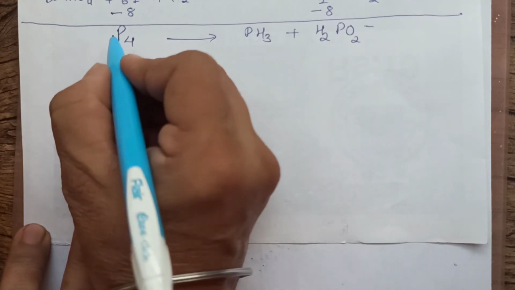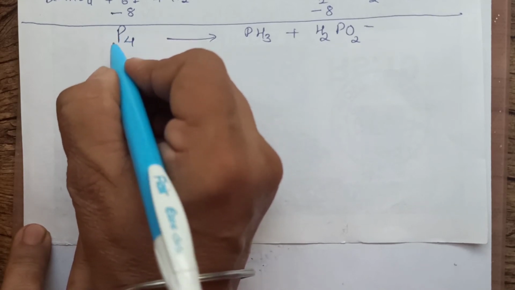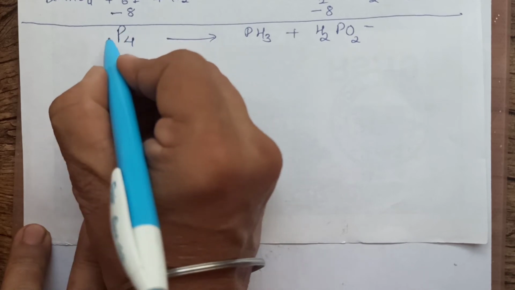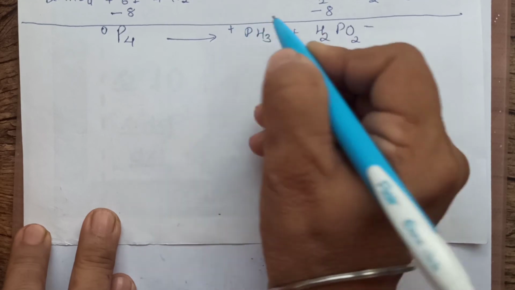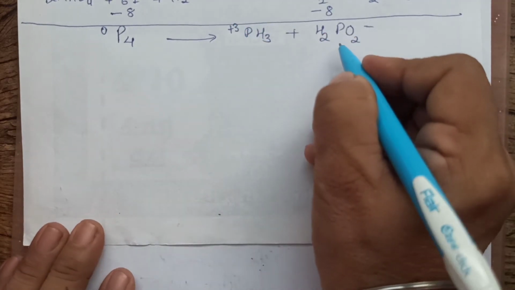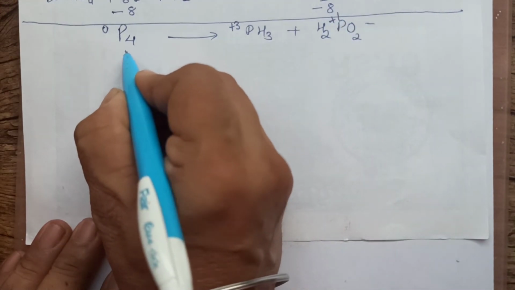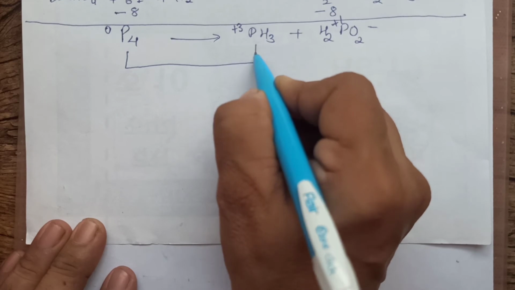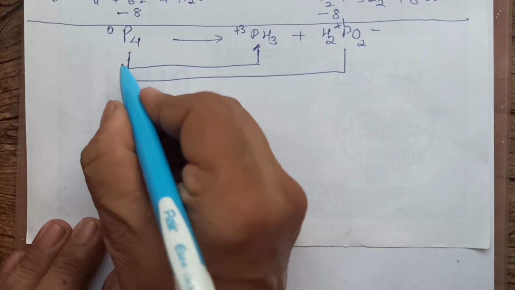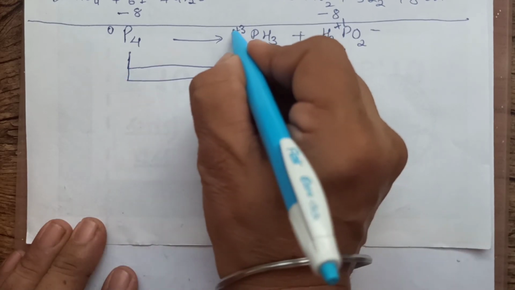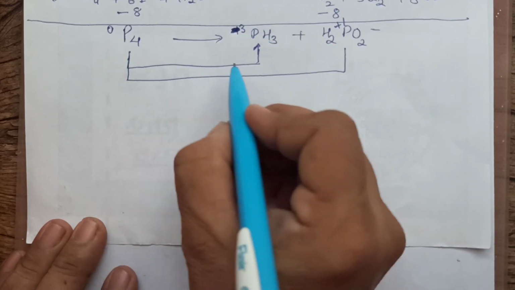Don't worry. We will first calculate the oxidation state. This is P4, a homoatomic molecule, same atom molecule. So oxidation state of phosphorus is 0. If you calculate for this phosphorus, you will get -3. For this phosphorus, if you are calculating, children, you will get it as +1. So phosphorus is increasing from 0 to +1. Phosphorus is also decreasing. Sorry, this is -3. So phosphorus is decreasing.